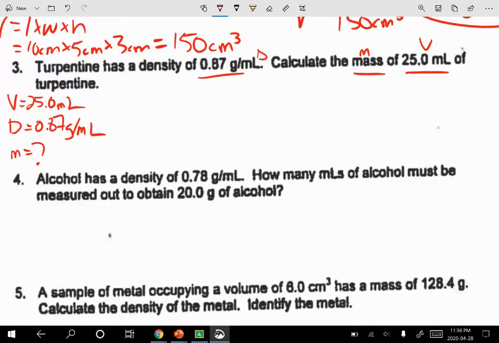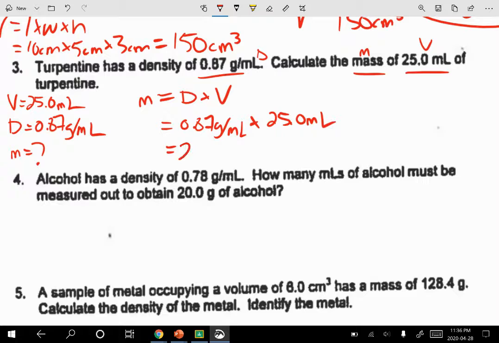So to solve for mass, if you looked at that triangle, it would be mass equals density times volume. So the density is 0.87 grams per milliliter times 25 milliliters. So I go 0.87 times 25, and I get 21.75. Now, what are the units going to be? Is it kilograms? Is it megagrams? No, you just take the mass out of it. What was the mass in the density? Grams per milliliter. So it means the mass was in grams. And that's how you do that.